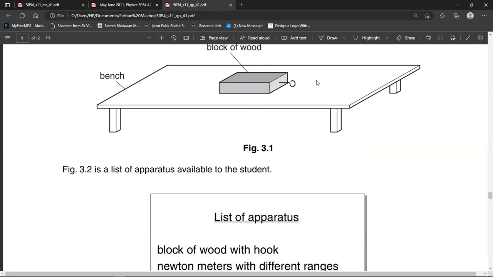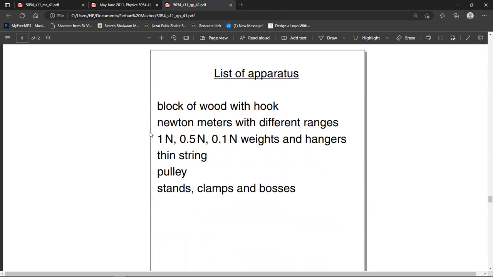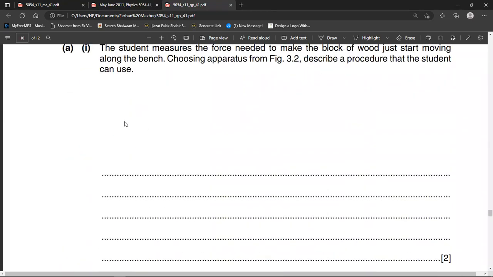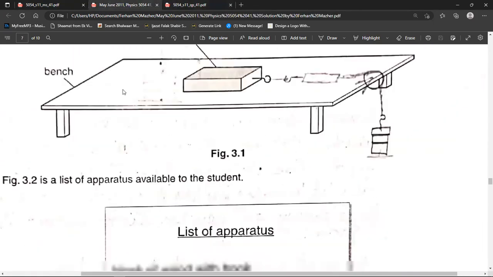So the maximum reading which you will note on the Newton meter before the block starts sliding, that is the force which is needed to slide this wooden block on that table. I hope you understand this description.